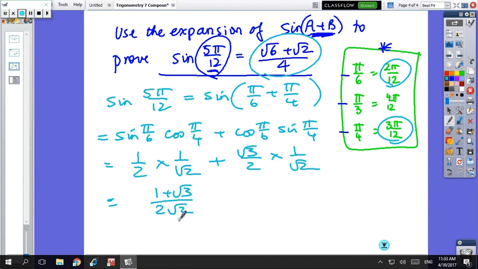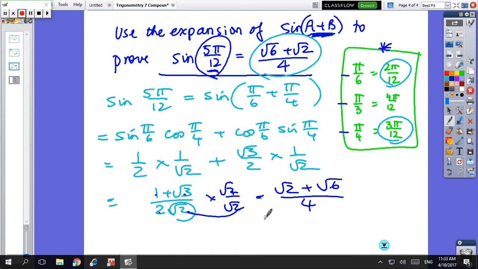So all they've done is they've rationalised the denominator by multiplying top and bottom by root 2. So 1 times root 2 is root 2. Root 3 by root 2 is root 6. Root 2 by root 2 is 2. 2 2's are 4. And that answer is what you want. So we've got the right hand side, so it's a QED at the end. Okay, that's it. Thanks for coming.